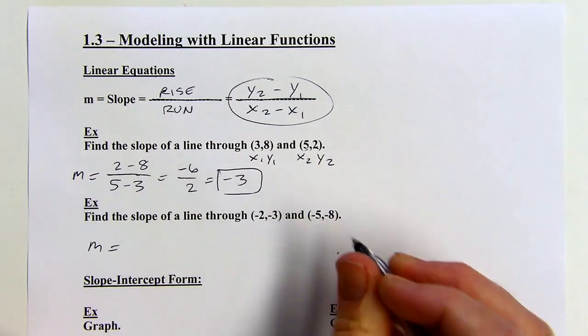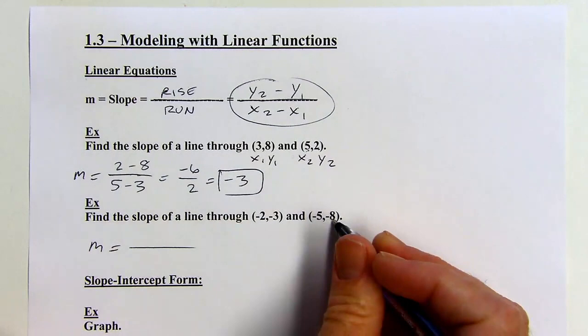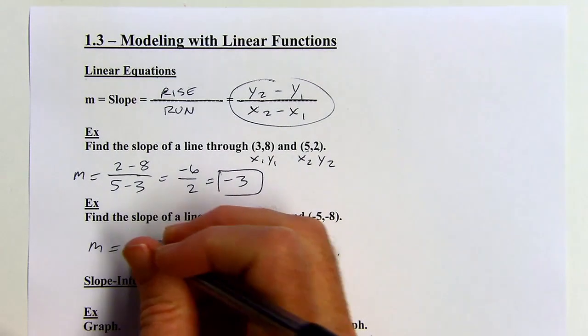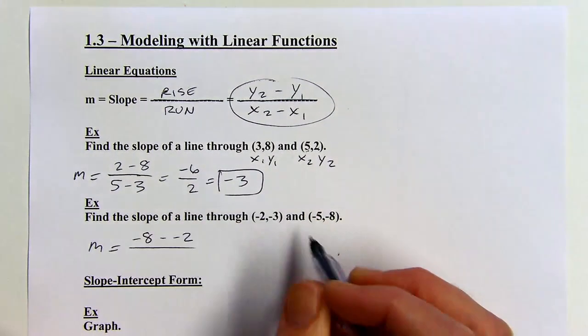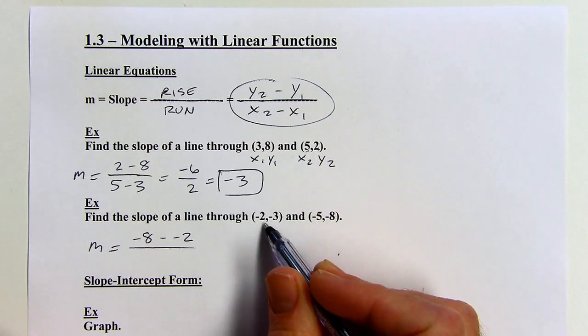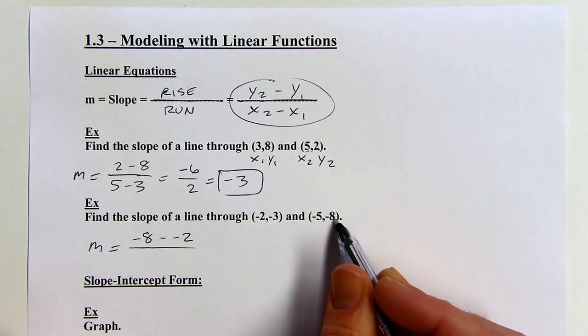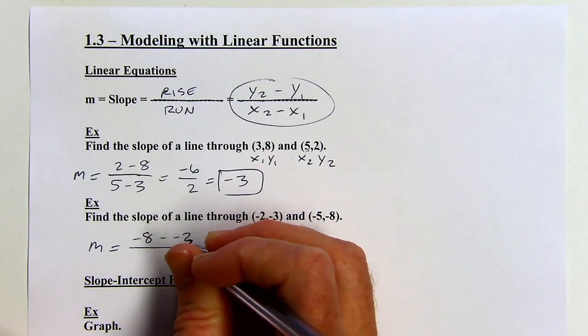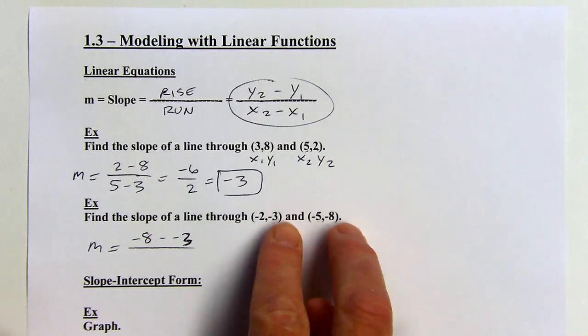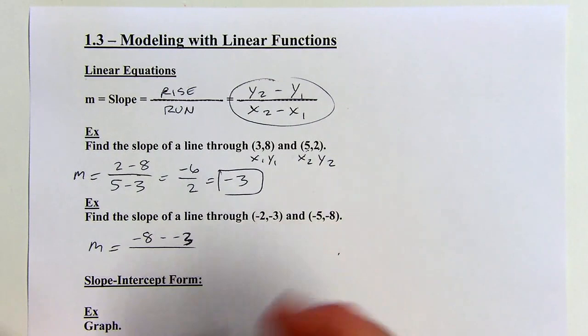So I'm going to use the slope formula again. I'm going to subtract my y's, negative 8 minus negative 3. Sorry, it was negative 8 minus negative 3. Whoops. Subtracting the y's on top. The x's, negative 5 minus negative 2.